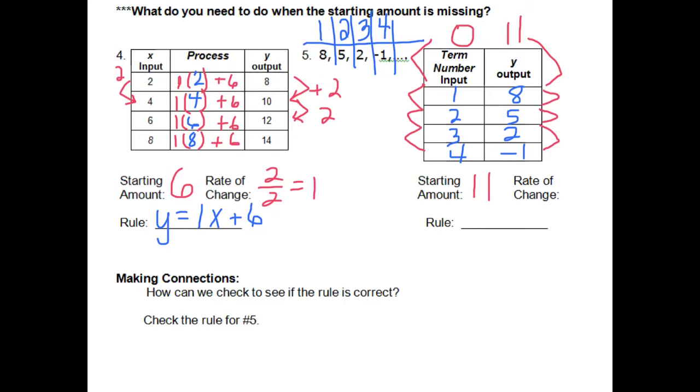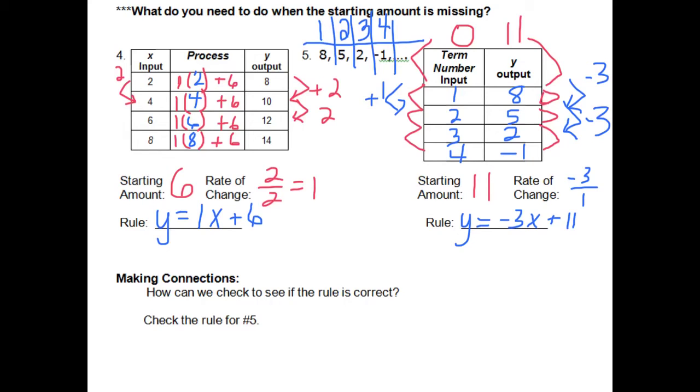And now let's look at our rate of change. So going from here to here, from 8 to 5, we're going down -3. From 5 to 2, we're going down -3. From 1 to 2, we're going +1. So our rate of change is -3 over 1. So our rule is y equals -3x plus 11.